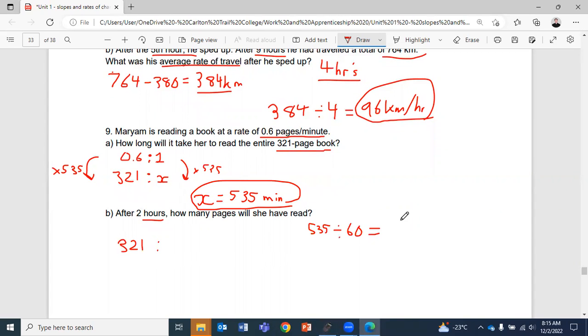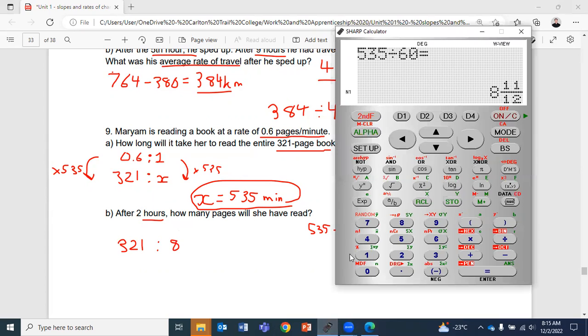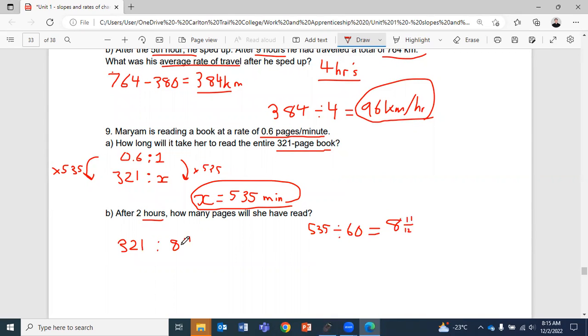It took 8. And again, keep it as a fraction if you can. 8 and 11/12 of an hour. So that's how many hours are in here. So it took 8. Yeah, I'm just going to leave it as 11/12 for now because it'll be an easier answer. So I want to know, how long does it take me to get to 2 hours? If I read 2 hours, how long does that take me to figure out how many pages I've read? So after 2 hours, how many pages does she read?